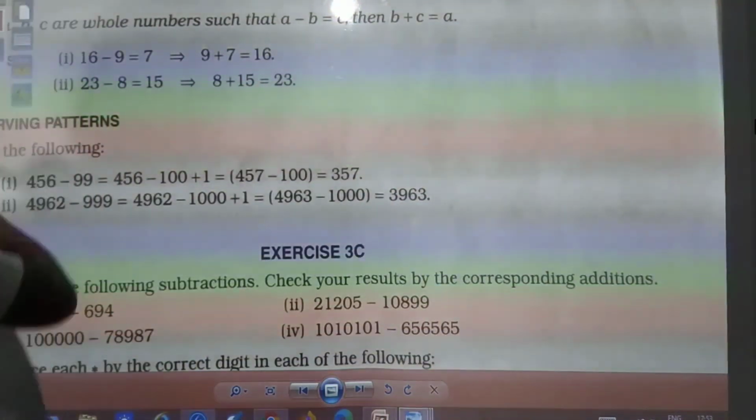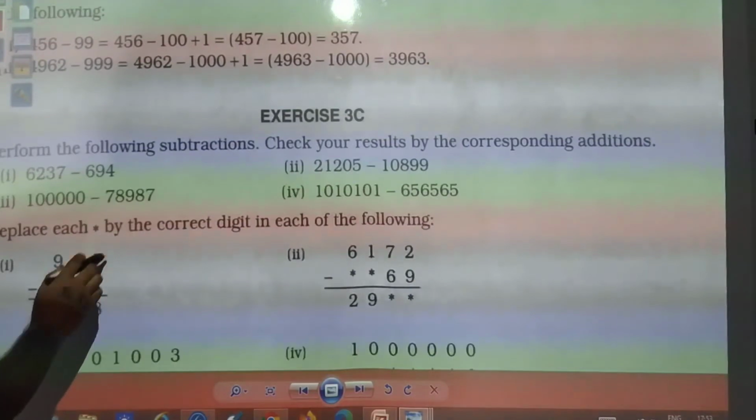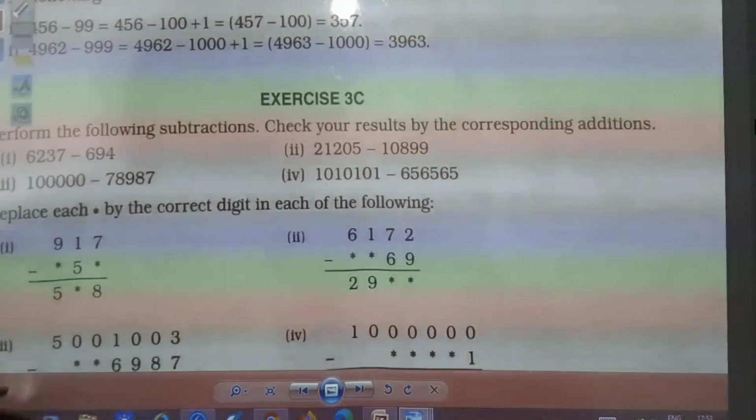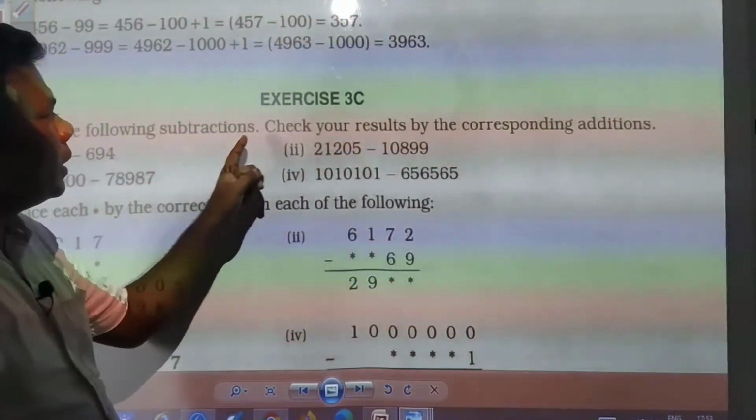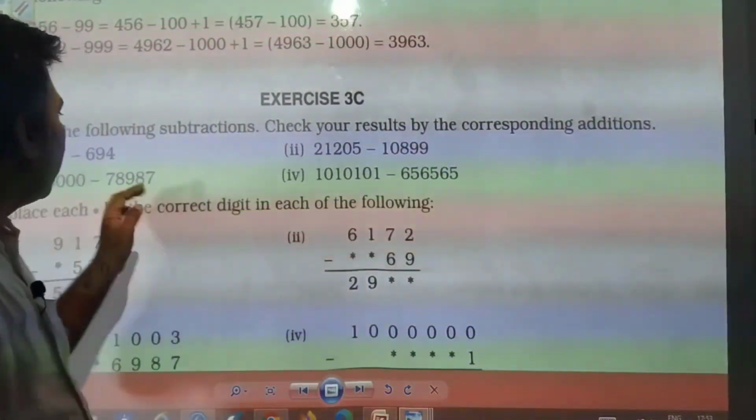Then you have exercise 3C. So this is so easy. I hope before also you have done this type of question, so you will be able to solve. Perform the following subtractions, check your results by the corresponding additions.